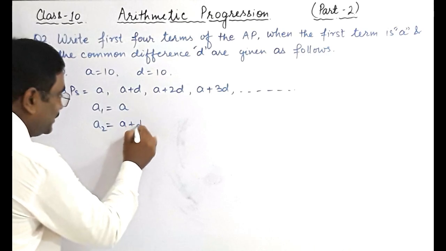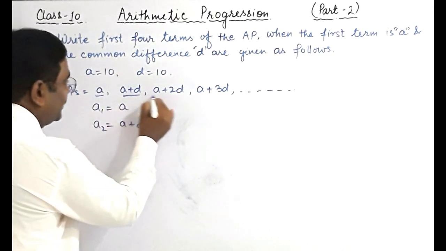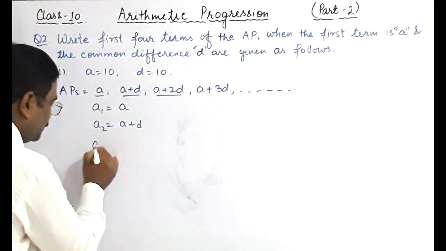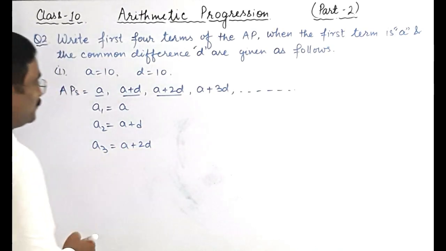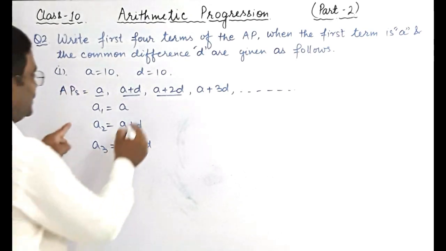Second term is A plus D. This is first term, this is second term, this is third term. So third term is A plus 2D. So first term is A and the value of A is given 10.